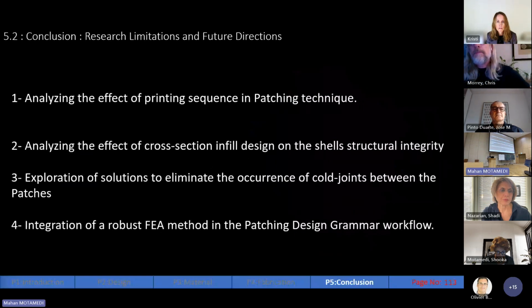And like any other research, there are some limitations and shortcomings which should be addressed in future research. The first one is analyzing the effect of the printing sequence in the patching technique. Second is analyzing the effect of cross-section infill design on the shell's structural integrity. Third is the exploration of solutions to eliminate the occurrence of fold joints between patches. And fourth is the integration of a robust FEA method in the patching design grammar workflow.